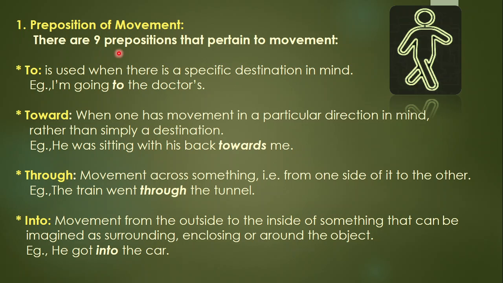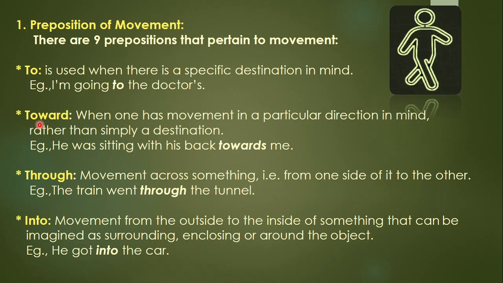There are 9 prepositions that pertain to movement. How? First example, number 1, to. To is used when there is a specific destination in mind. For example, I am going to the doctor's, the doctor's clinic. There is a destination in the mind, so the person speaking has a clear idea where he is going. To here is in bold letters. So the doctor's is the destination of the movement.